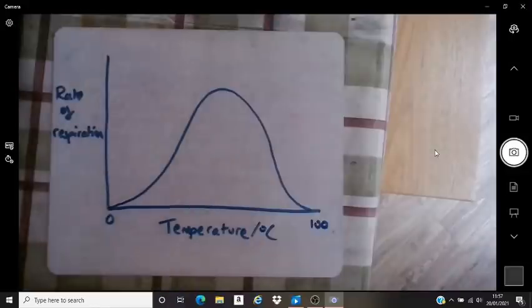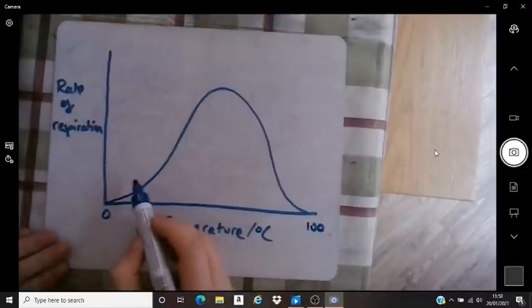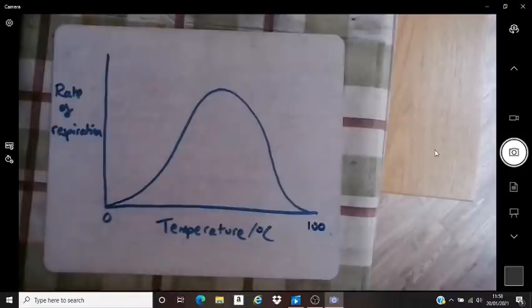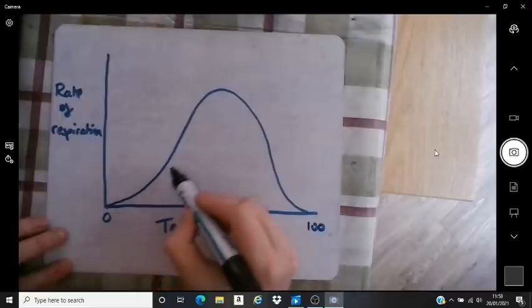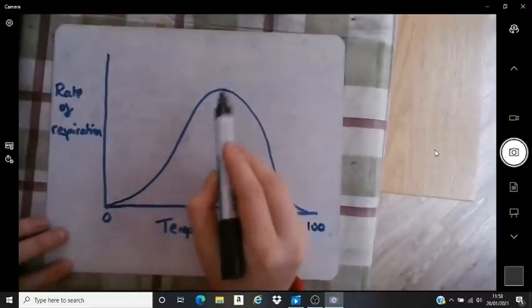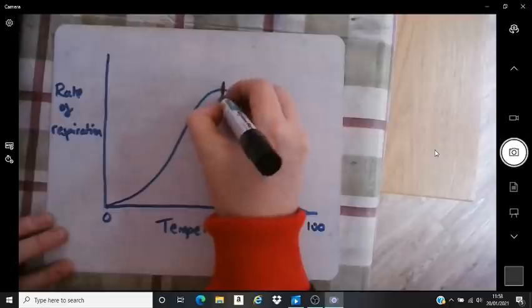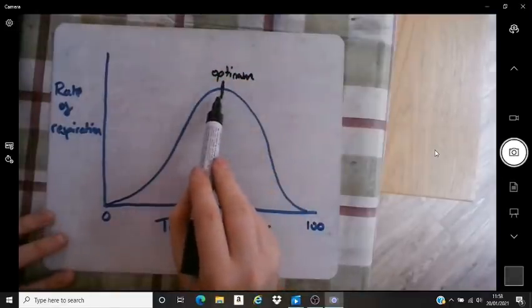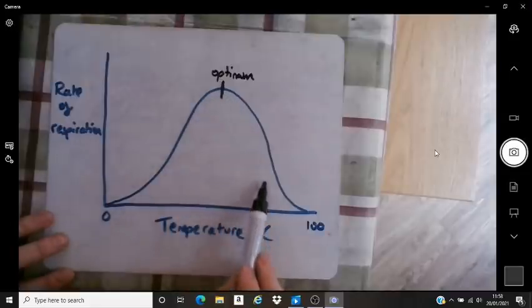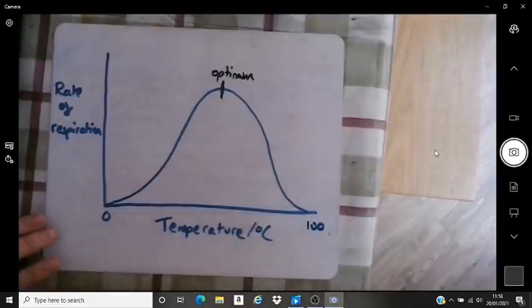So there are two parts to explain here. You need to explain why at low temperatures there is little to no reaction, why enzymes aren't working at lower than the optimum, why enzymes begin to work faster as the temperature increases, up to the optimum temperature, which is that point there, optimum. And then why enzymes, again, start to slow down their activity and completely stop their activity at extremely high temperatures. So let's start down here.